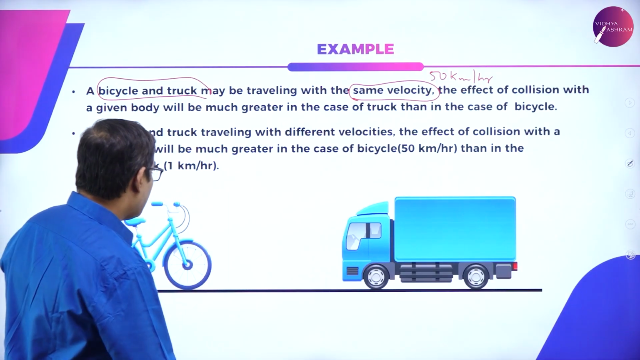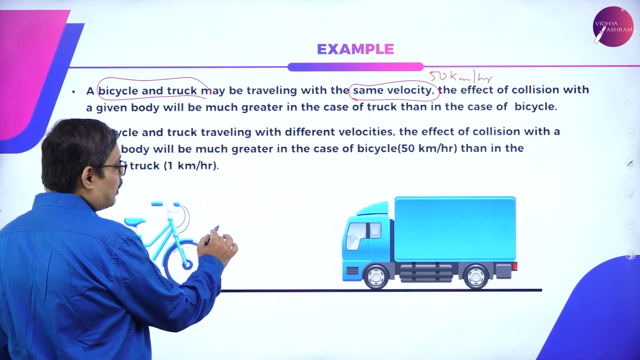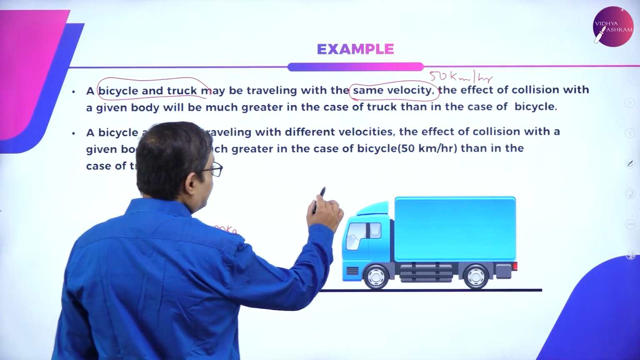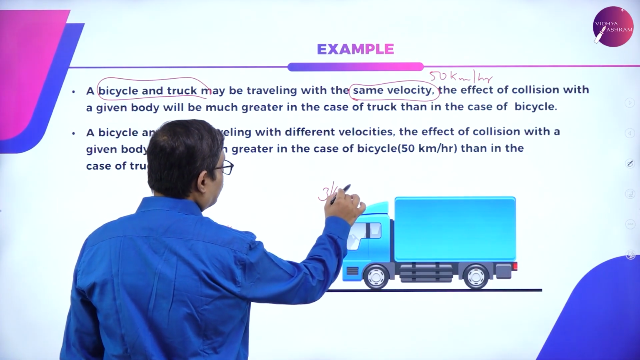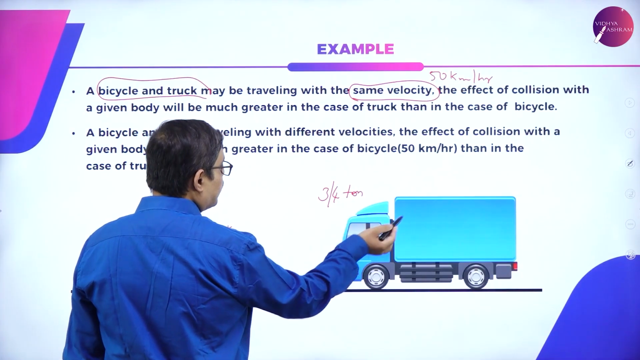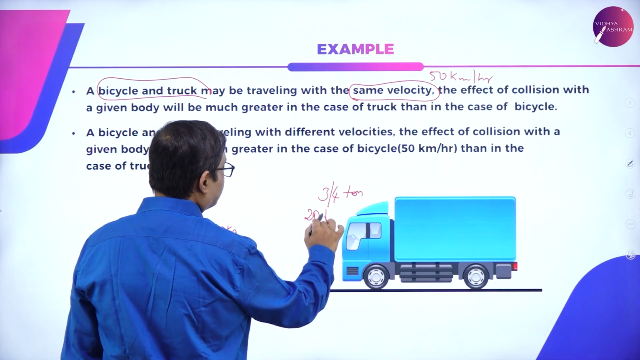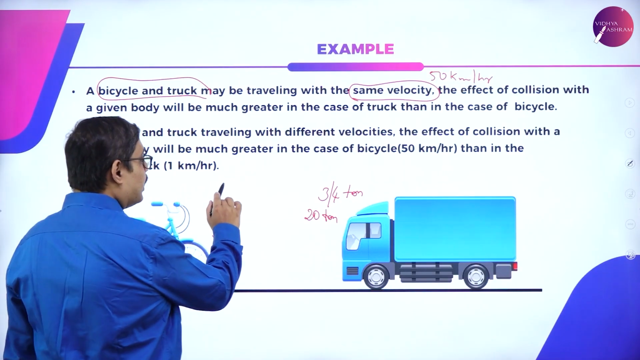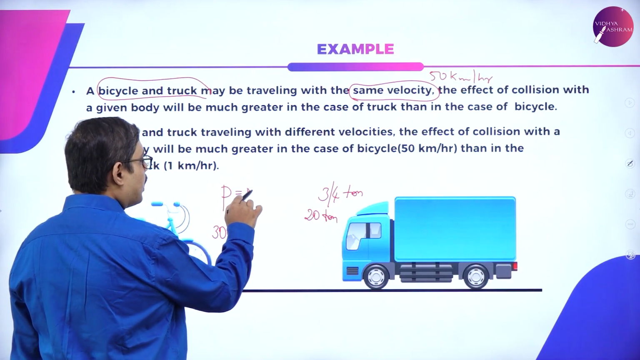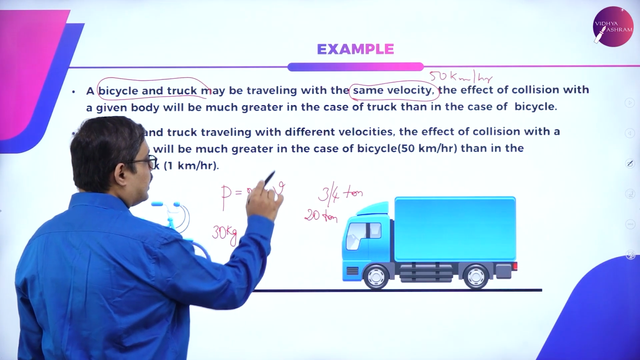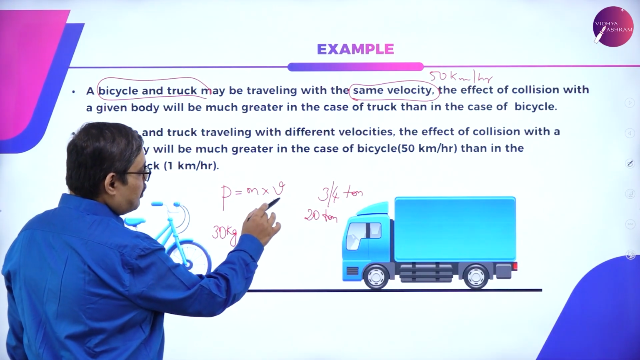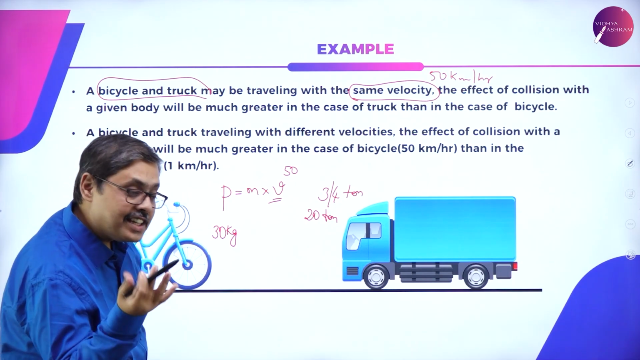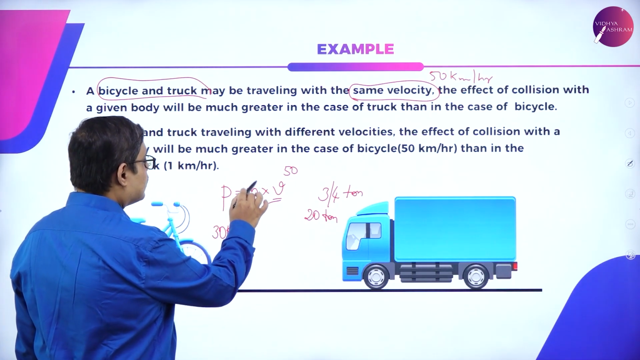Why? Because the bicycle may be around 30 kg max, okay? Whereas the truck will be 3 or 4 ton. An empty truck will be 3 or 4 ton. If it is filled up, it may go up to 20 ton. Okay? Please remember, momentum is the product of mass into velocity. The velocity was the same. It was 50 km per hour. What was the change? It was the mass.